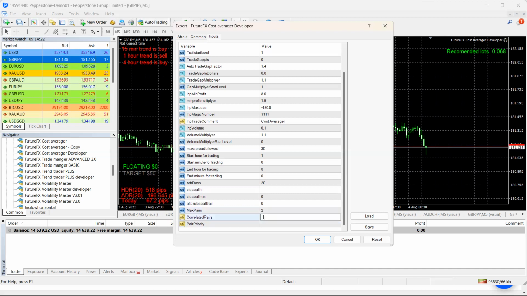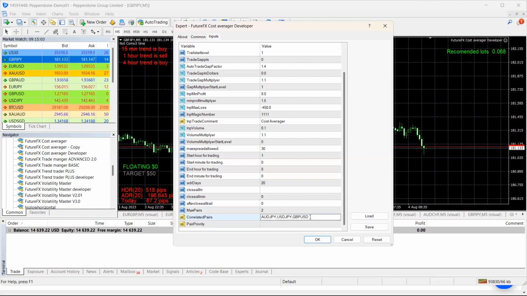Correlated pairs. What you need to do here is just type in all the pairs that are correlated to the particular pair you're working on. I don't get too technical on this. I tend to just add any other pairs that I have the software on that share a common currency to this one. So if it's another GBP pair or another JPY pair, then I will put it in here. So, I would put in my AUD JPY. I would put in my USD JPY. If I had GBP USD, I think that makes sense.